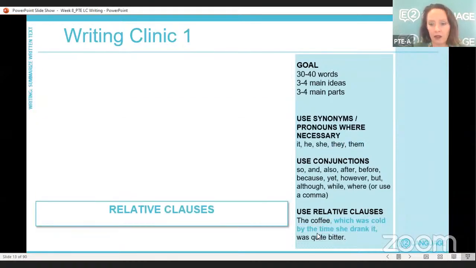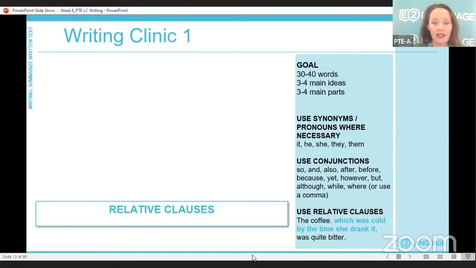So relative clauses, in this case, we can use what we call extra information clauses. For example, the coffee, which was cold by the time she drank it, was quite bitter. Now, the important thing here is the coffee was quite bitter. This sentence makes sense without the relative clause. So that's kind of how you can test if you've done it correctly.